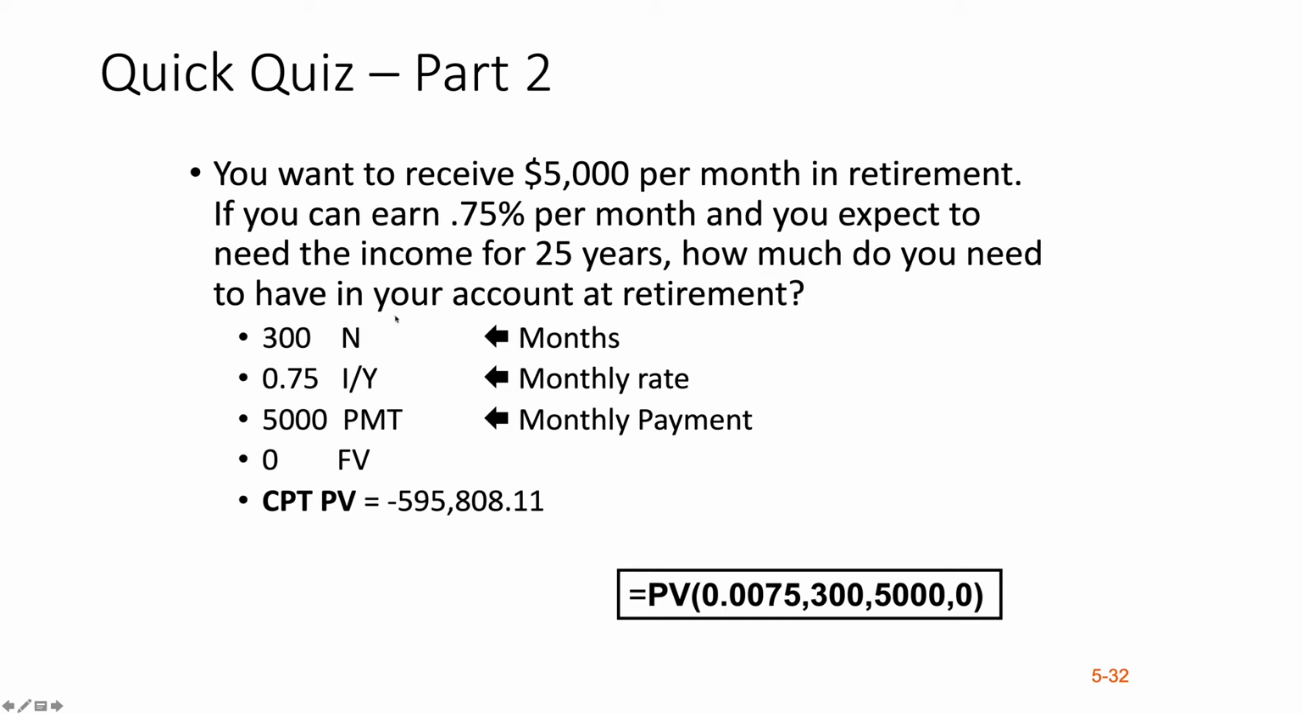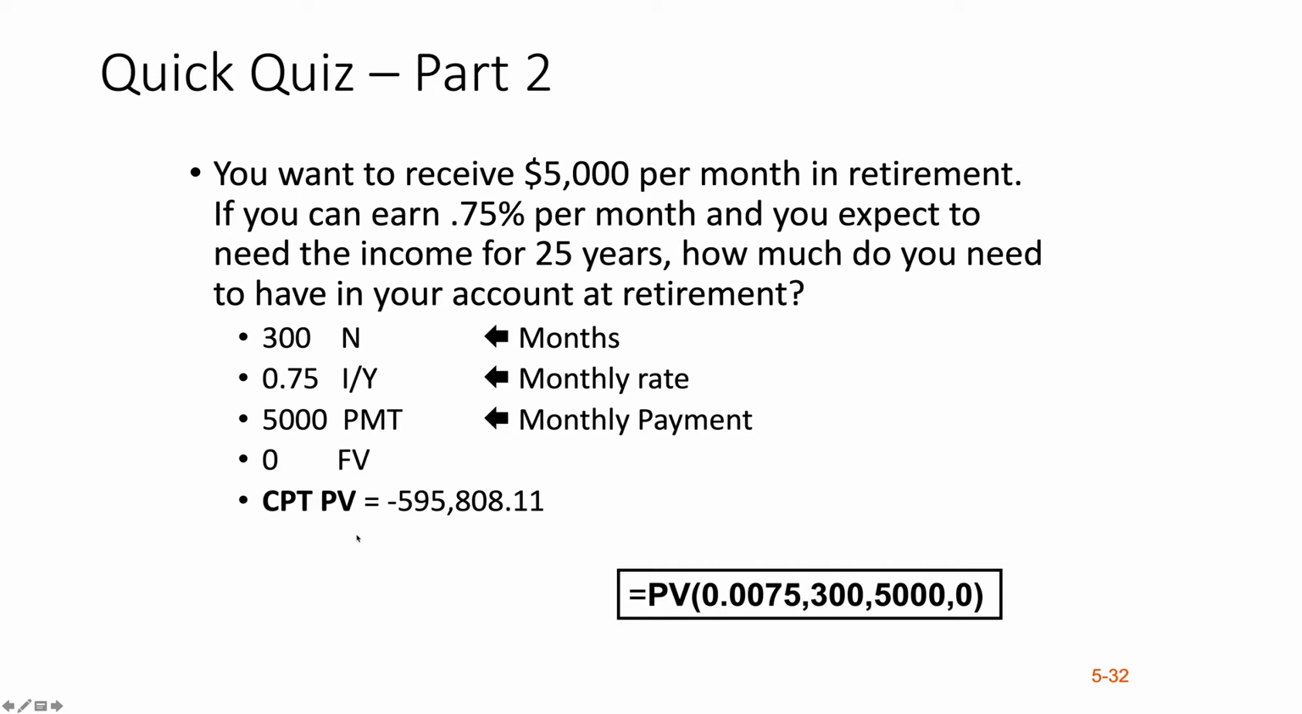In that case, 300 months for 25 years. Interest rate 0.75%. The monthly payment will be $5,000. What should your retirement account be, which will last you 25 years? You compute for present value. You discount it for present value. The financial calculator will do that very quickly for you.